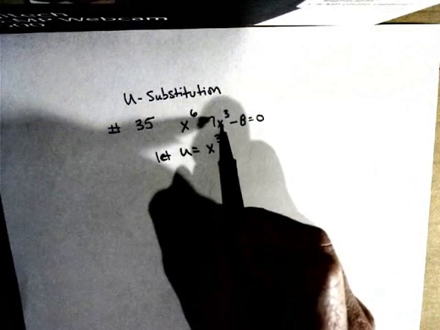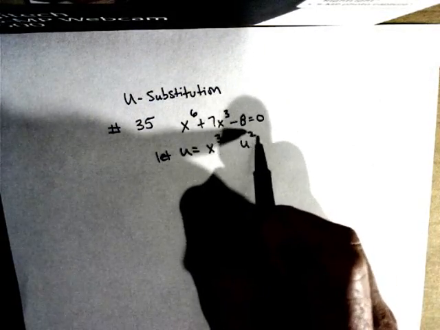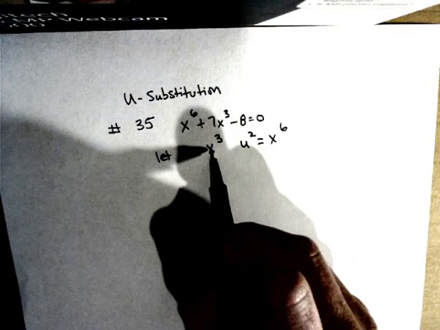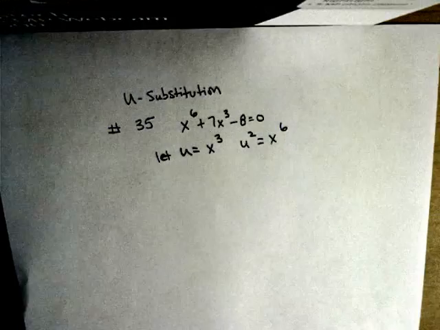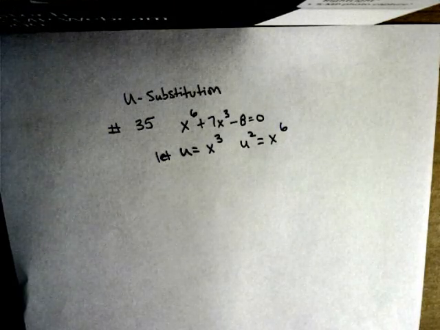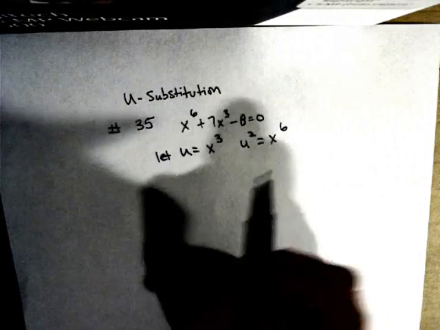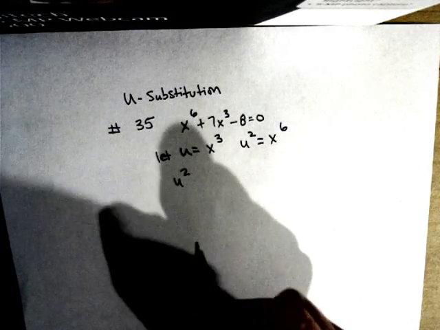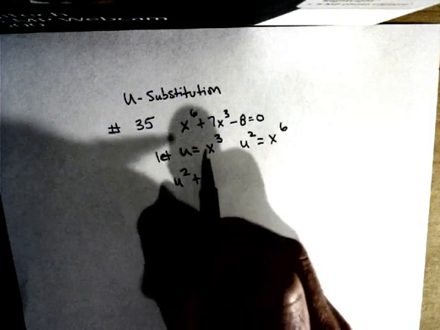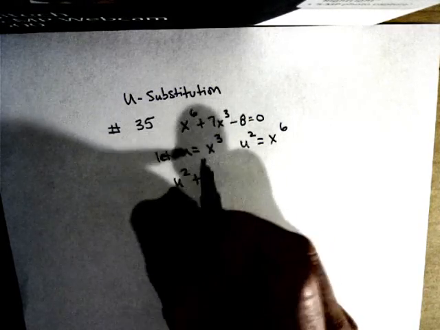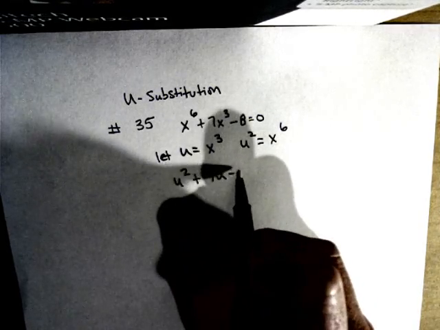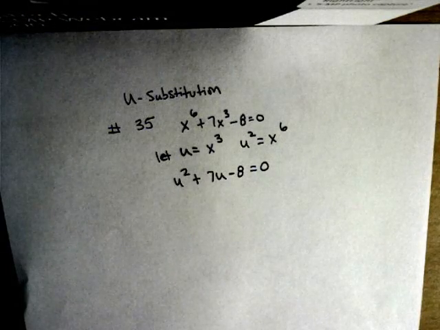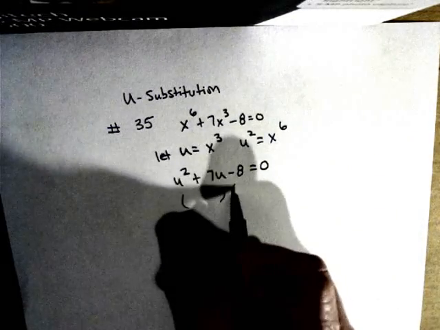If u equals x to the third, u squared will end up being x to the sixth. X to the third squared is x to the sixth. So we can now substitute for x to the sixth, which is going to be u squared, plus 7, x to the third is u, and we'll keep our negative 8, and we now have a quadratic that's easily factorable.